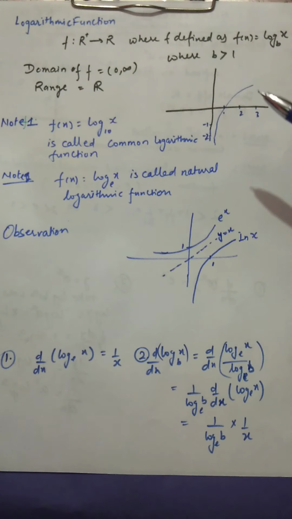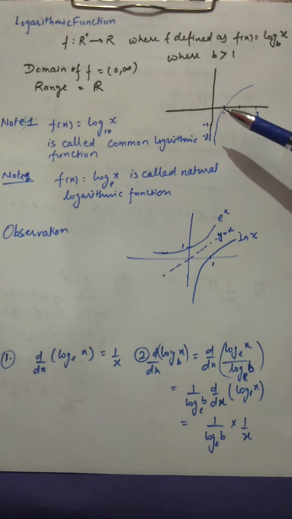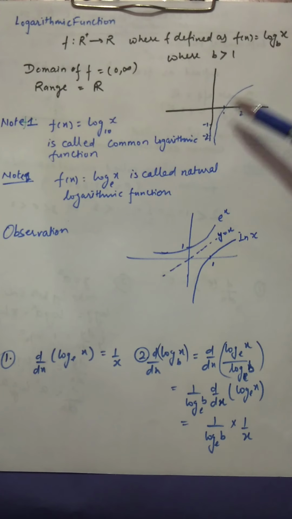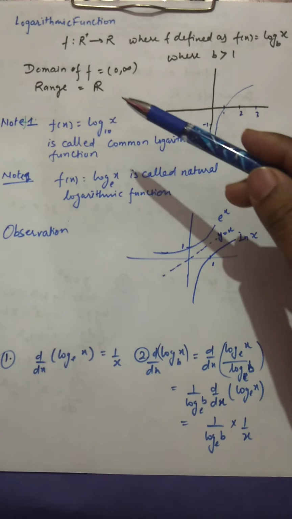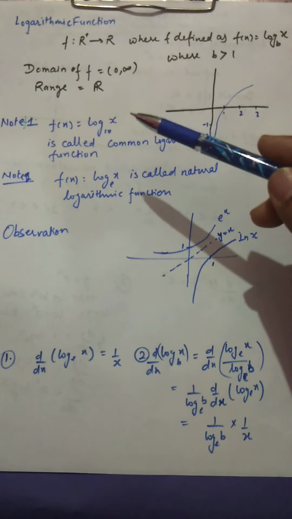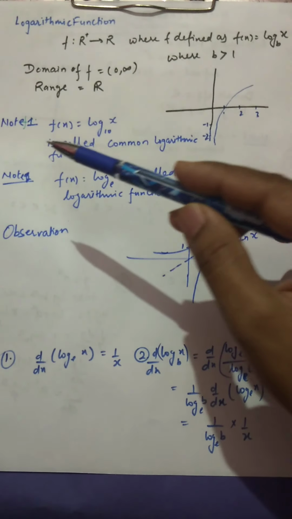And the range is R. You can see in this graph, above this point y is positive, below this point y is negative. So y can take all values. So the range is R, not just the number 1.